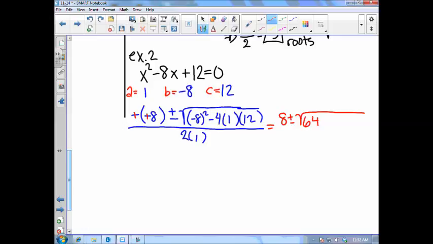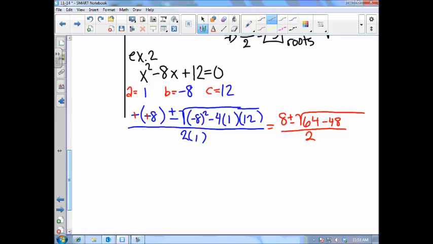Next common mistake. Is this 4 positive or negative? -4. So we need to do -4 times 1 times 12. And you hopefully can do that in your head. -4 times 12 is -48. All over 2 times 1, which is 2. Any questions so far?